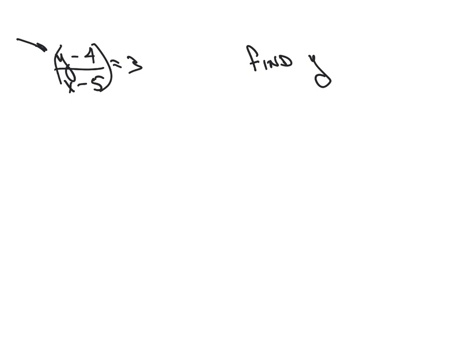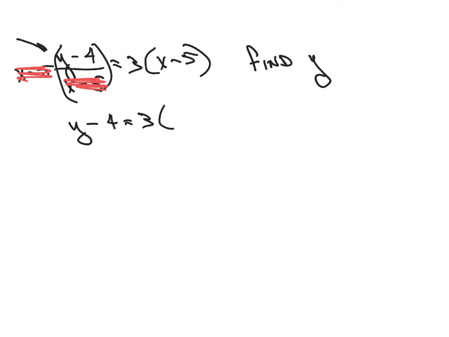We're going to multiply by the denominator. This time it's x minus 5 and x minus 5, which on the left-hand side is fine because we just cancel those. Those just go away. So now we're left with, equals 3 times x minus 5.